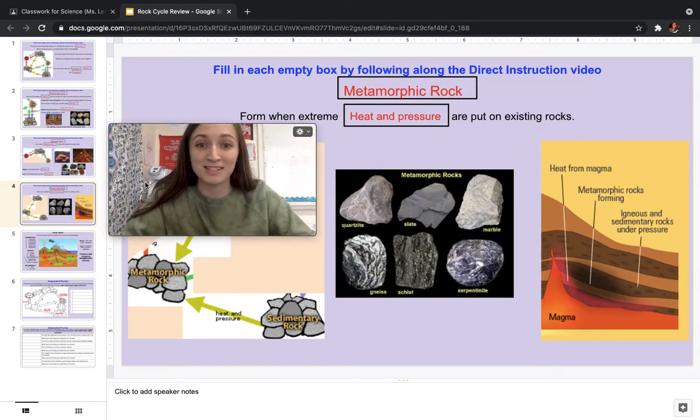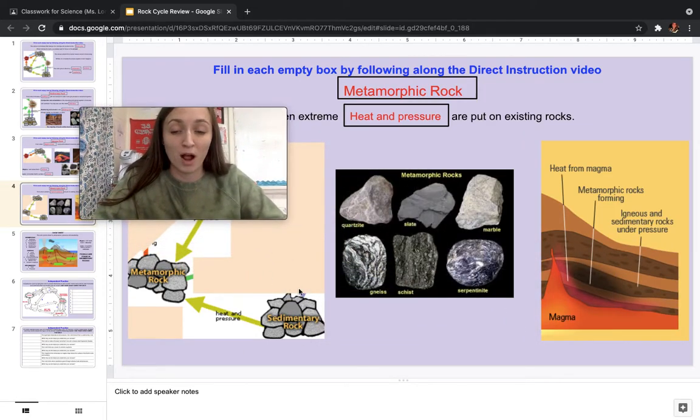So same thing with sedimentary rock. You already have a rock that's already been made, and it goes through heat and it goes through pressure. So let's really talk about what that means.